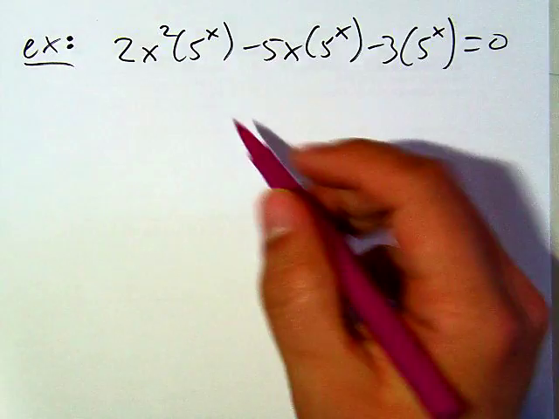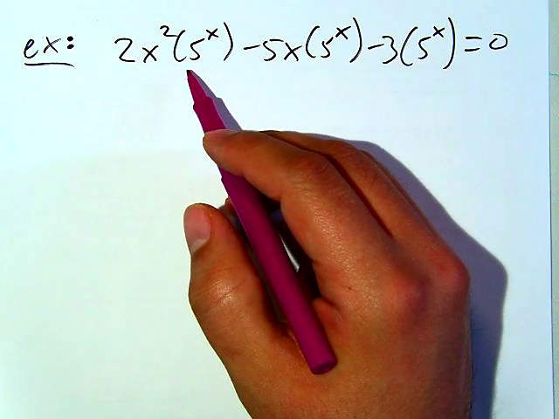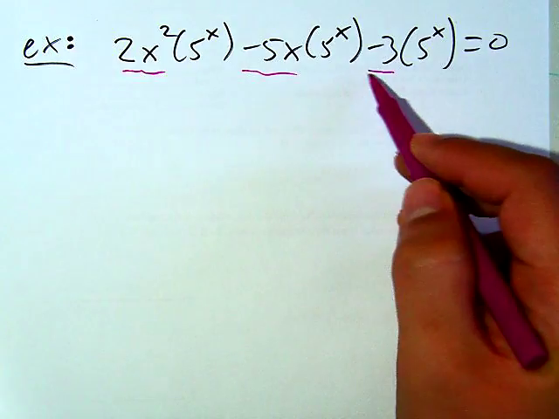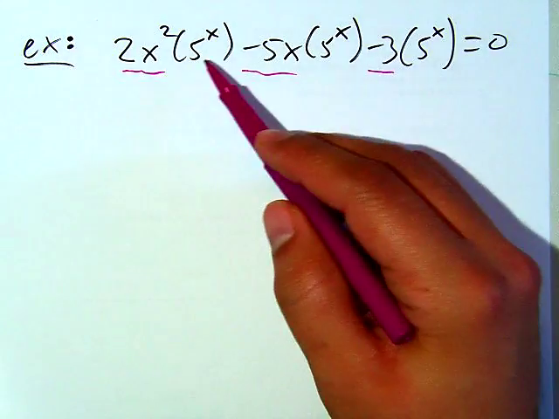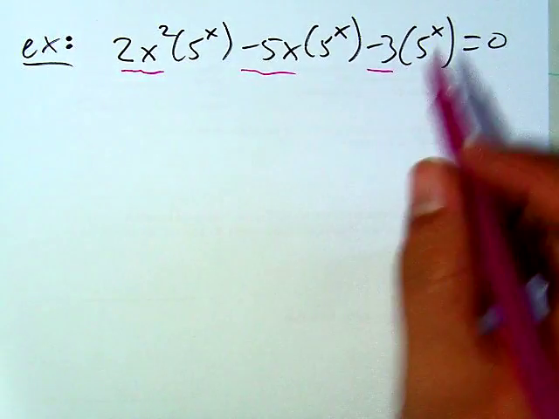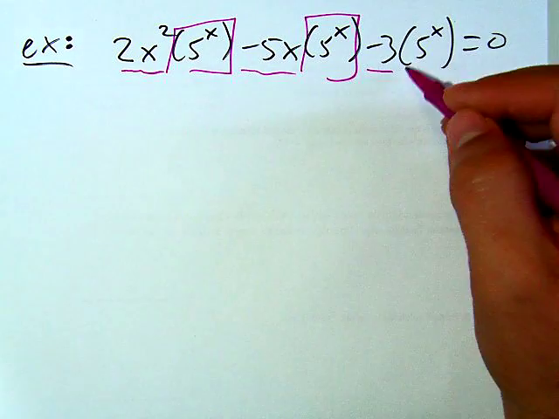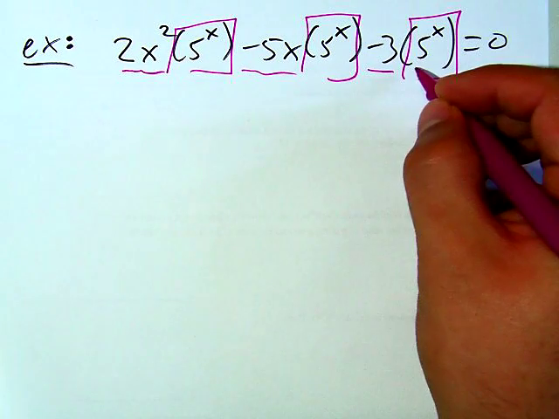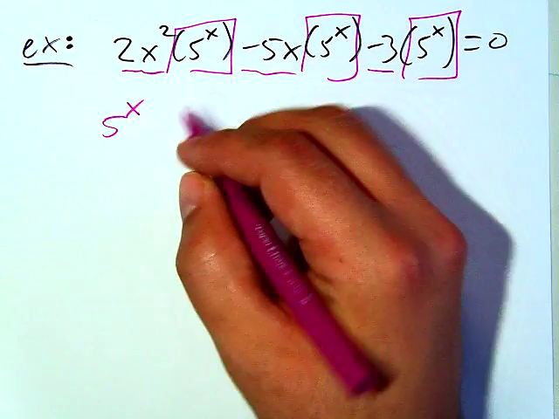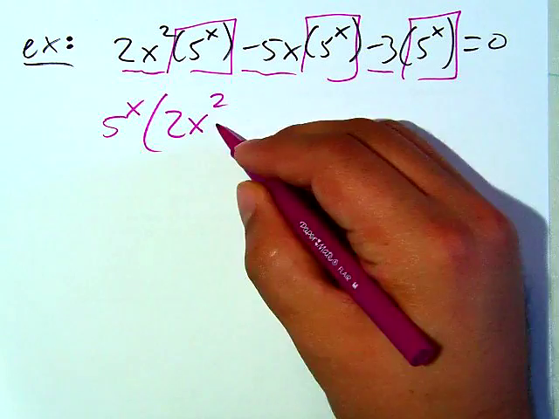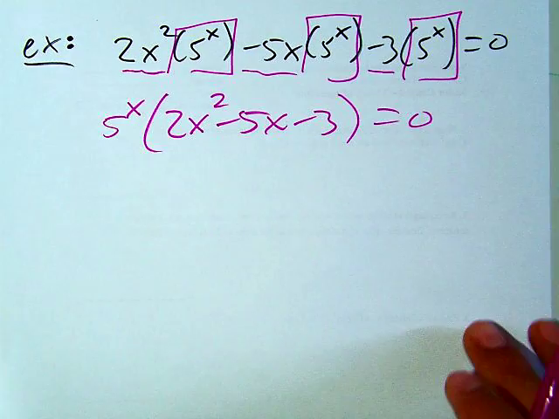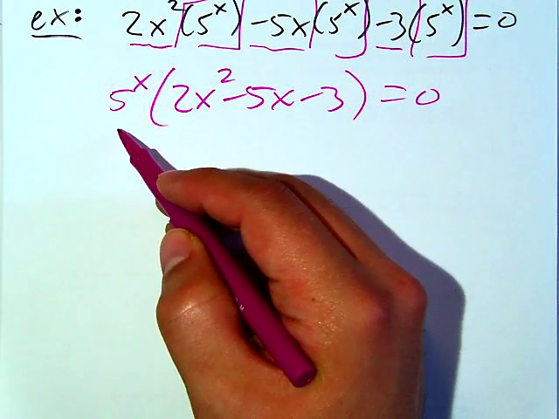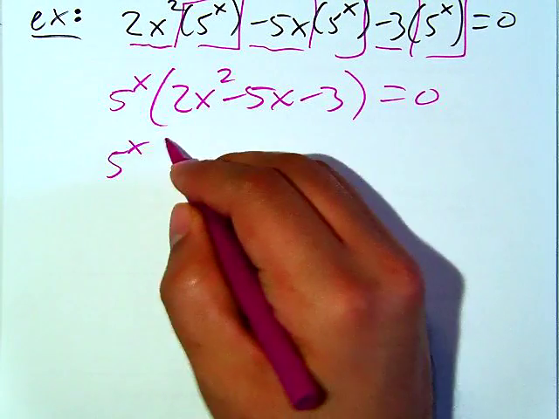The only thing that's strange about this is that there appears to be this 2x squared, this minus 5x, and minus 3 that we're comfortable looking at, but for some reason there's a 5 to the x in here. Well, notice that the 5 to the x is common to all three terms. Anytime you have a common factor, you can take it out. So if I take out 5 to the x, rewrite it, you get 2x squared minus 5x minus 3 equals 0. So that's your first step. If you see a common exponential factor, you can still factor that out, as goofy as that looks. And then you can keep factoring.